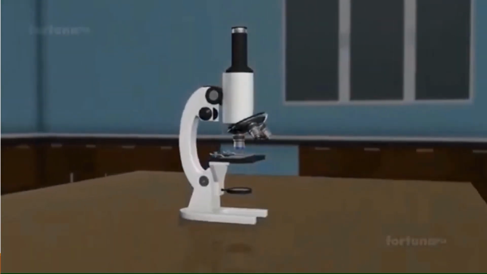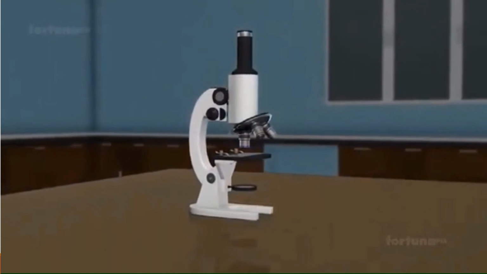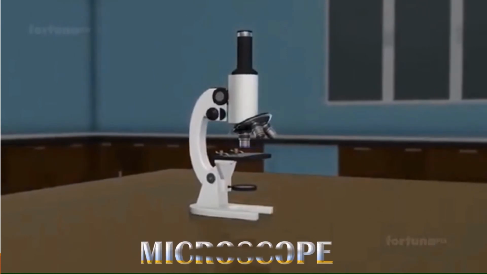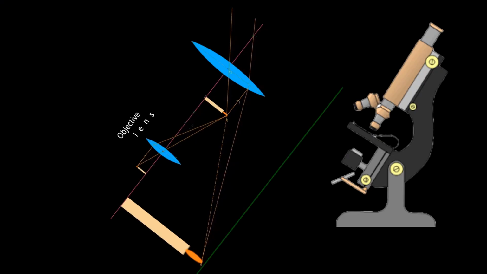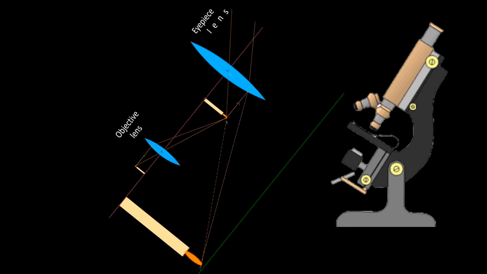Another example of optical device that uses convex lenses is the microscope. It is an instrument that is used to magnify very small objects. In a compound microscope, two sets of lenses are used: the objective lenses and the eyepiece lens. The objective lens forms the first real and enlarged image of the object, and the eyepiece lens forms the final image, which is virtual and enlarged.